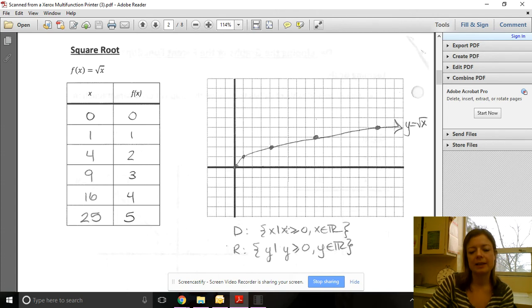So the domain is anything greater than or equal to 0. The range is anything greater than or equal to 0. Again, you can think about that by thinking about what you're allowed to square root, or you can look left to right for the domain and up and down for the range.